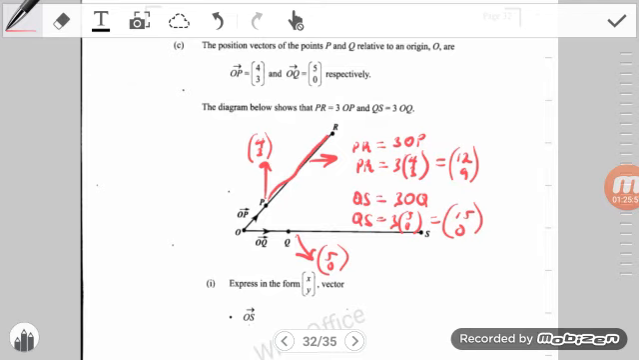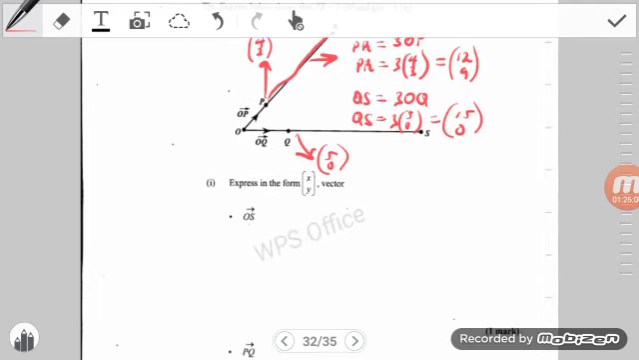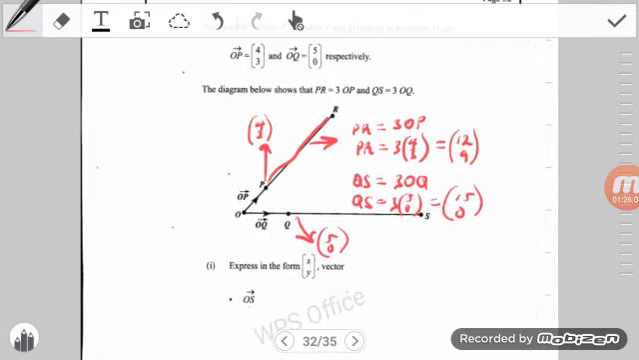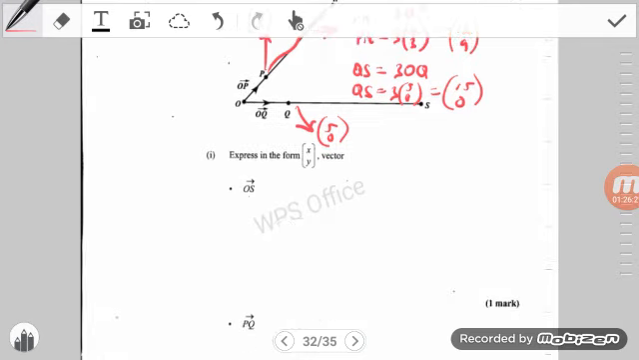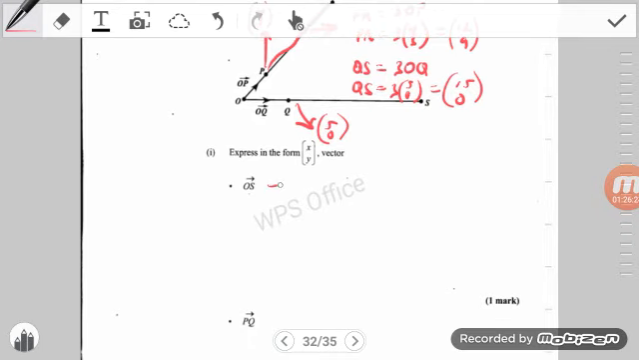Expressing in the form x, y, the vector OS. OS. O to S. Alright. So that's not too bad, because OS is made up of 2 parts. OS is going to be the vector OQ plus QS. It's just 2 small lines that make it up. So OS is going to be OQ plus QS. And they want it to be written in the form x, y.